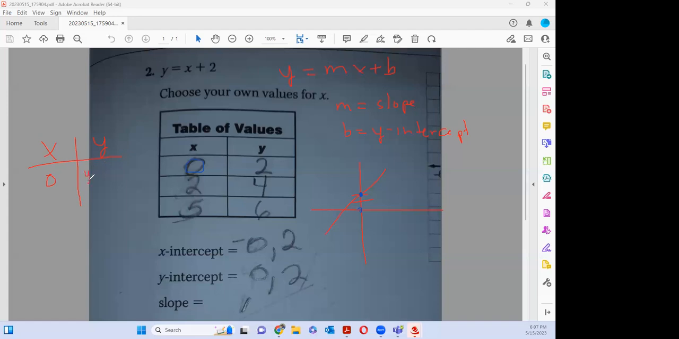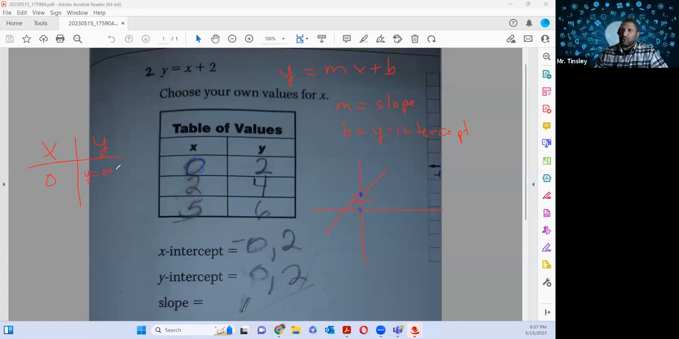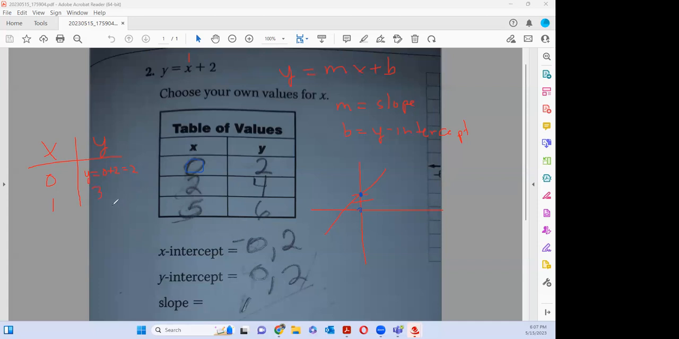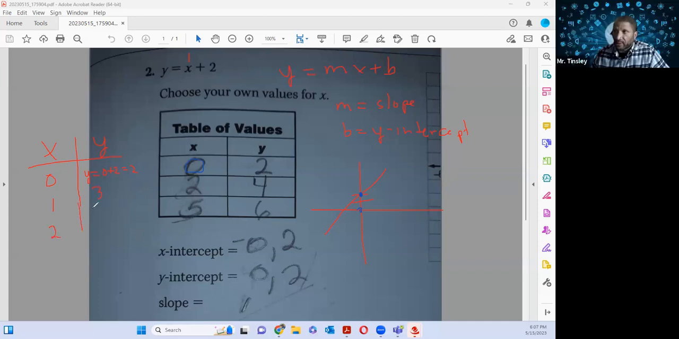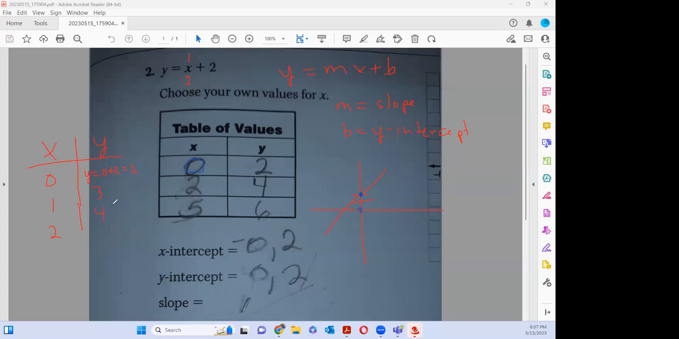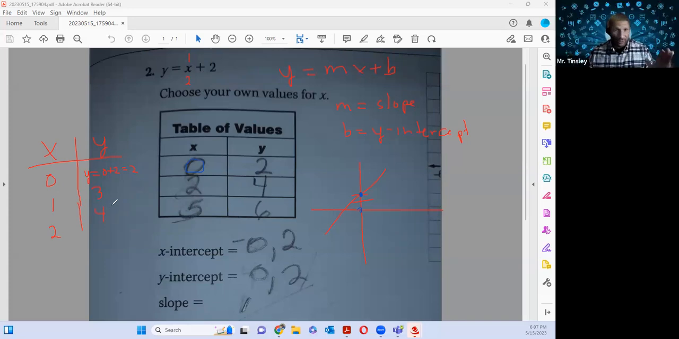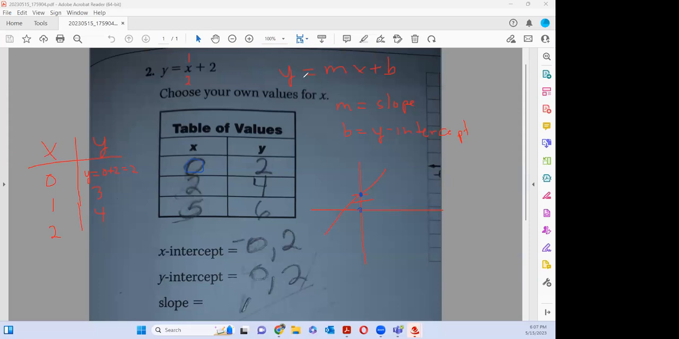This is y equals 0 plus 2, which is 2, right? So this is (0, 2). If I put x is 1, all you're doing is substituting the 1 right there. Y equals 1 plus 2, which is 3. If I put a 2 there, y equals 2 plus 2, which is 4. So now, what I did was I tried to make it easy.